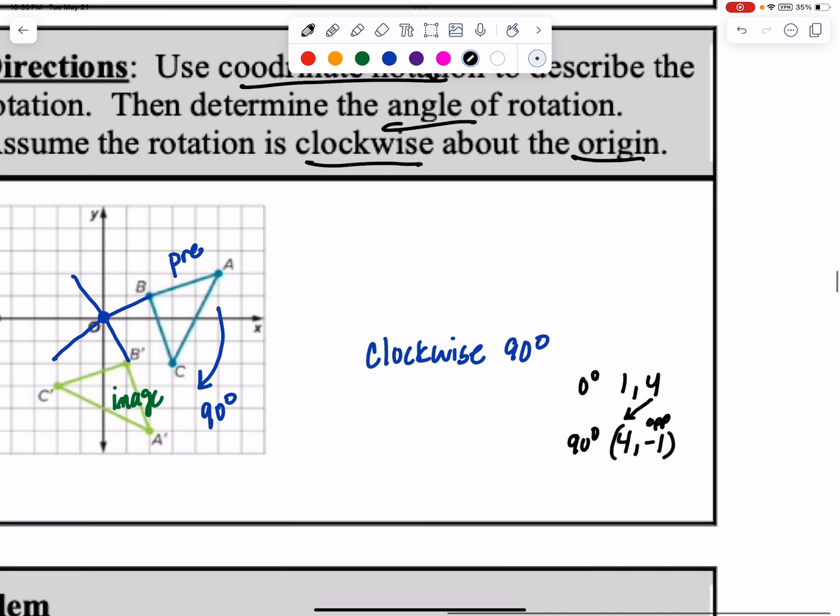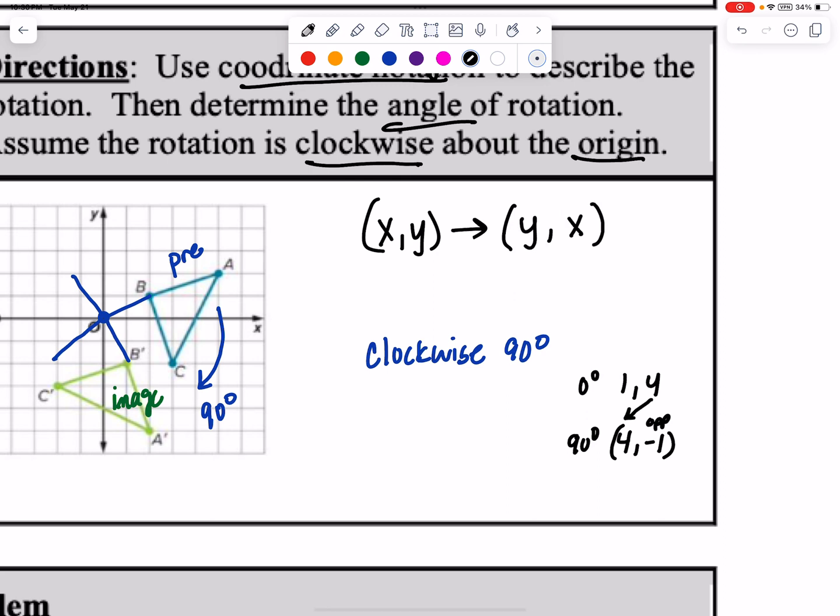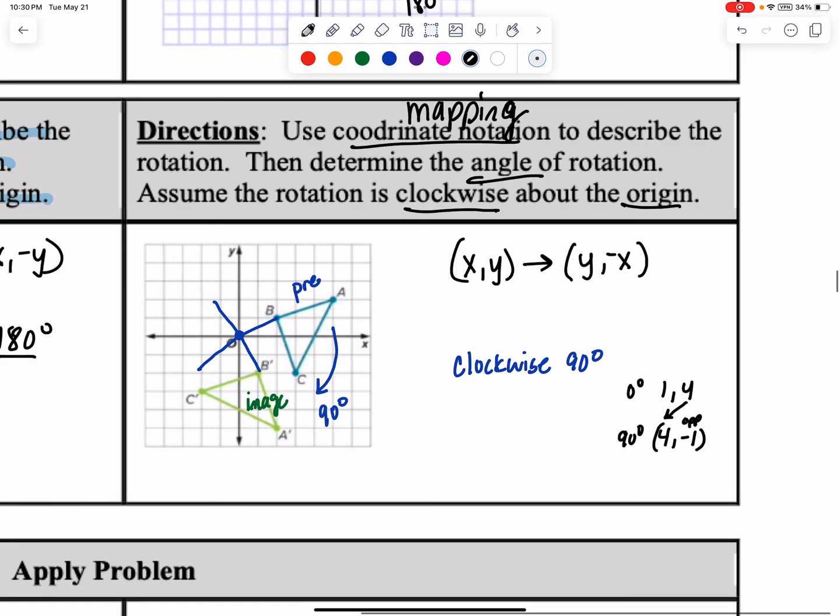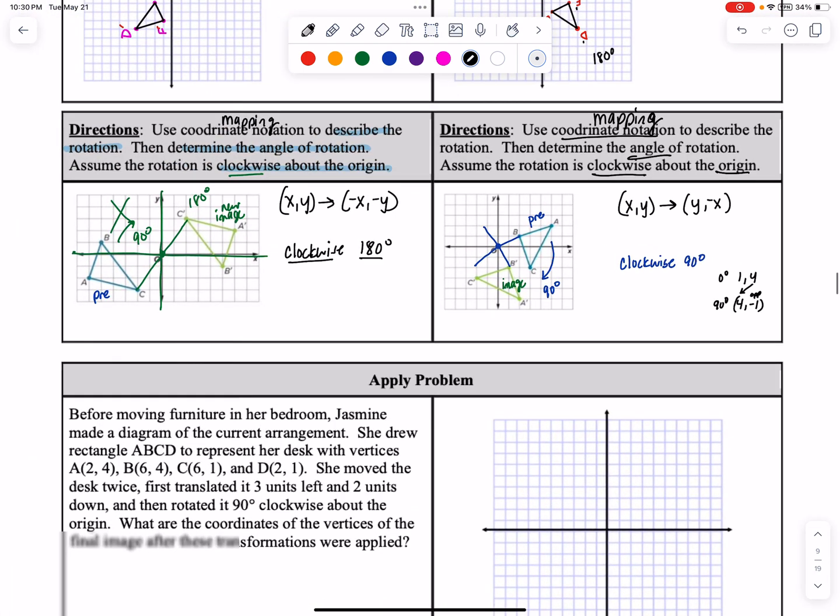So what happened? Well, we always start off with x, y, okay? And what happened when we went clockwise 90? Well, our y went to the x spot, so we put the y there. And what happened to the x that we moved over there? We took the opposite of it, okay? So we were able to create our mapping to describe this rotation and tell the angle. Okay, so lots of little tips and tricks there.